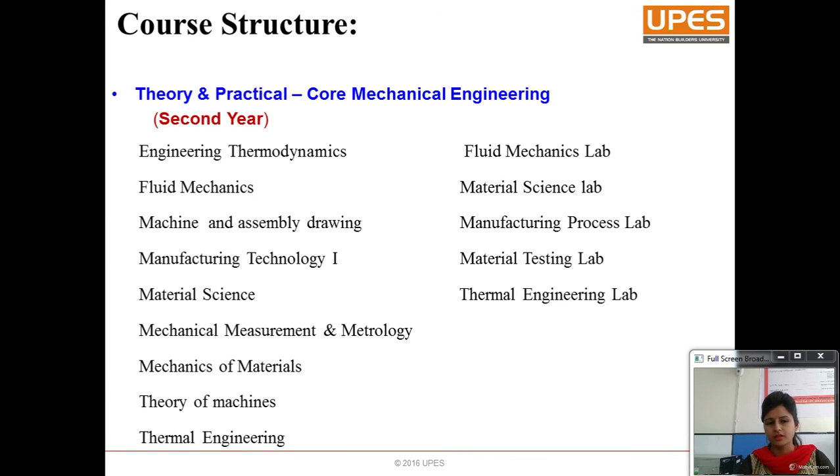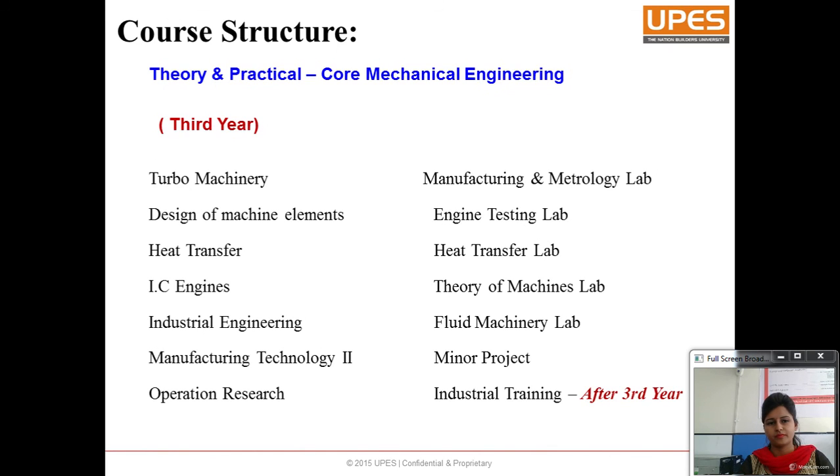We have manufacturing technology, material science. In material science, we study the behavior of different materials. Then we have mechanical measurement and metrology. In this, we study the different mechanical instruments used in different industries, for example, vernier caliper and so on. Then we have mechanics of materials, theory of machines, thermal engineering, and their respective labs too.